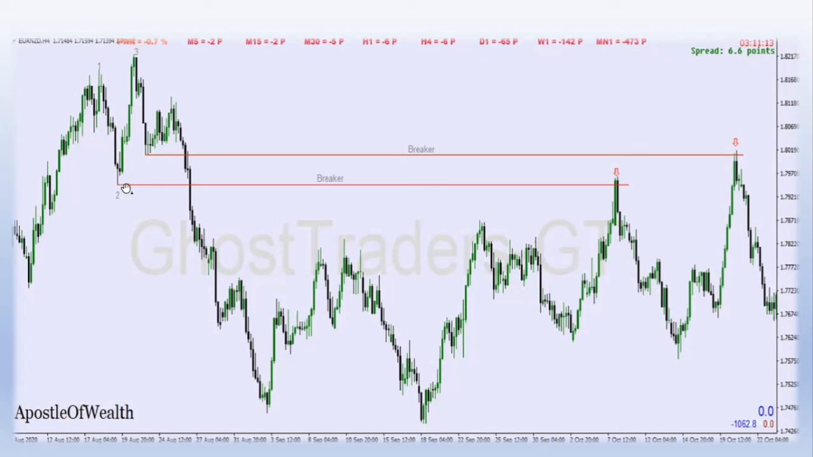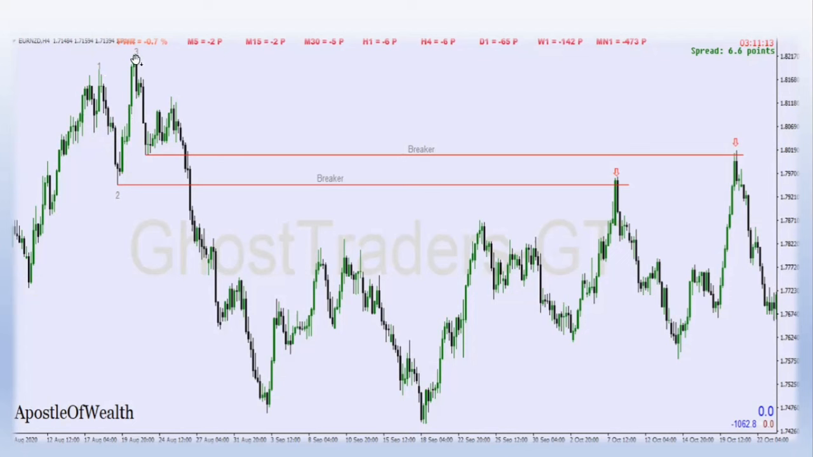So we're going to draw a line like this. We see that price got to our breaker. And what did price do? It sold. When price gets to this level, we see a sell taking place. Also at the same time, remember we were looking at the bigger picture of this. That's where we have a break.